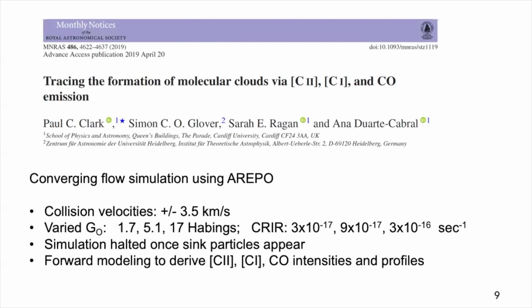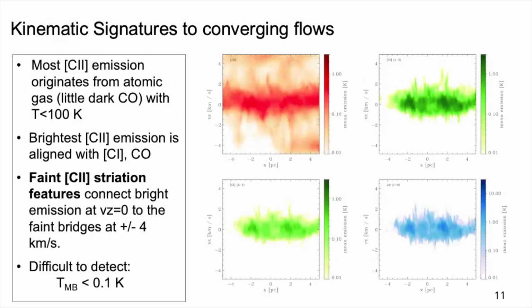So now that puts us in this observational domain that I feel more comfortable with as an observer. I'm going to skip many of the details. I'm going to go right to what I think are the kinematic signatures for converging flows, and that's the point of their paper. But first, a few comments.